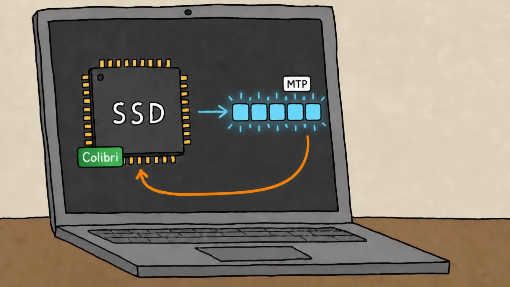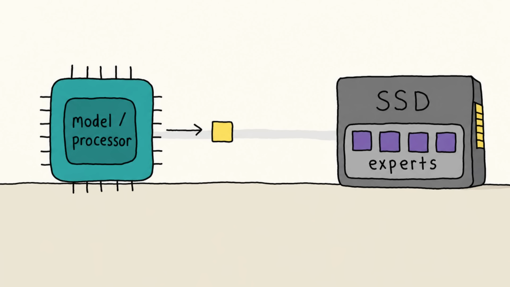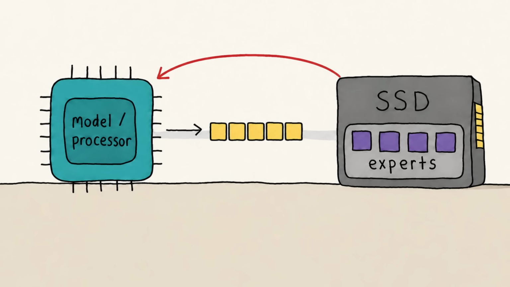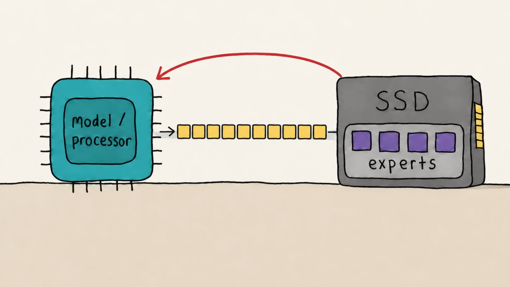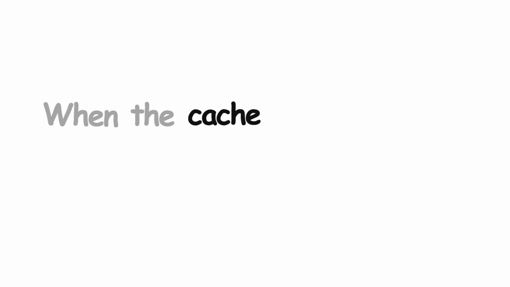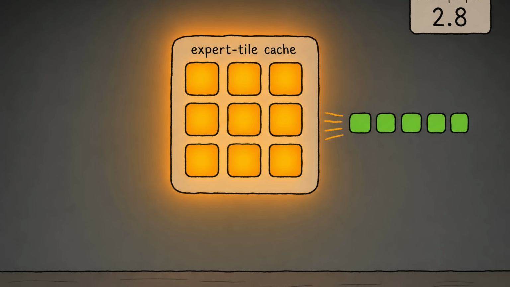To fight the SSD bottleneck, JustVug implemented native multi-token prediction, or MTP. Instead of generating just one token and then going back to the disk to fetch the next set of experts, speculative decoding allows the model to guess several tokens ahead into the future. If the needed experts for those future tokens are already warm in the cache, it can verify them all in a single forward pass. When the cache is warm, Colibri can spit out 2.2 to 2.8 verified tokens per pass.